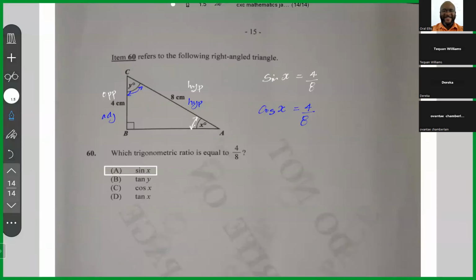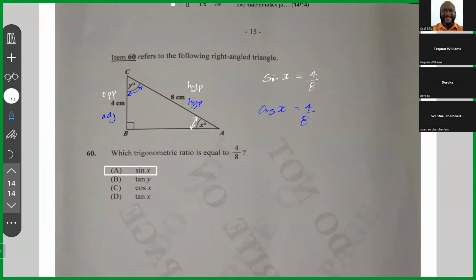And finally, number 60, we're asked which trig ratio is equal to 4/8. It's actually two trig ratios that are equal to 4/8. Looking at the diagram, 4 is opposite to x, 8 is the hypotenuse. The trig ratio that includes opposite and hypotenuse is sine. So the sine of x is opposite 4 over hypotenuse 8.